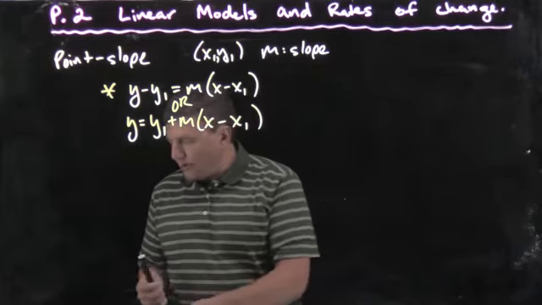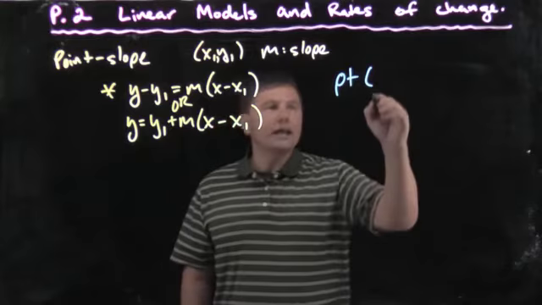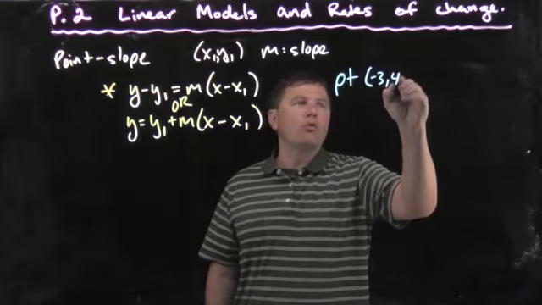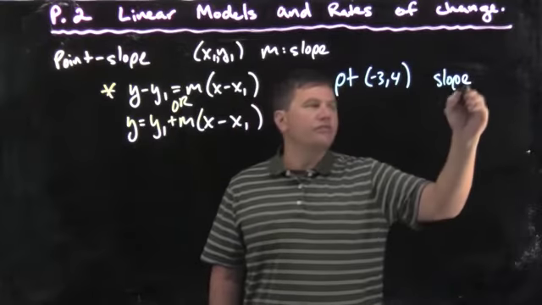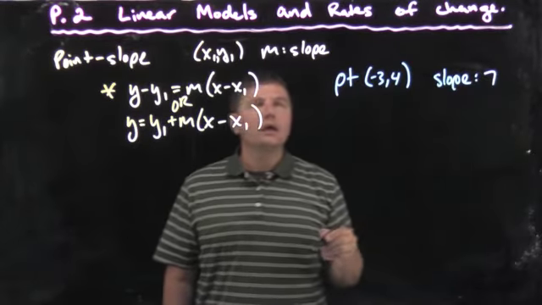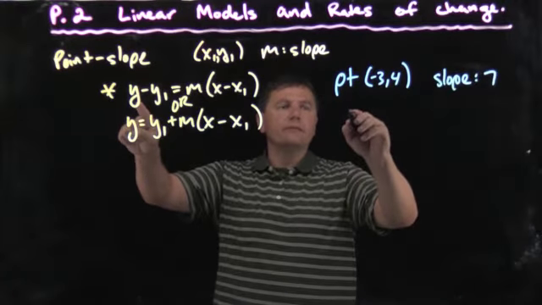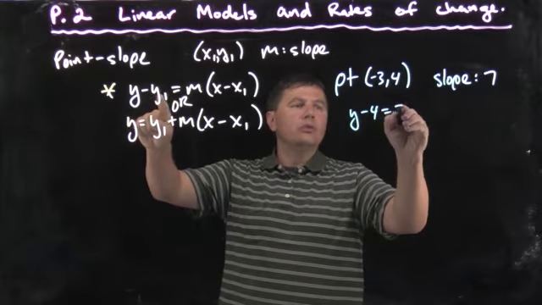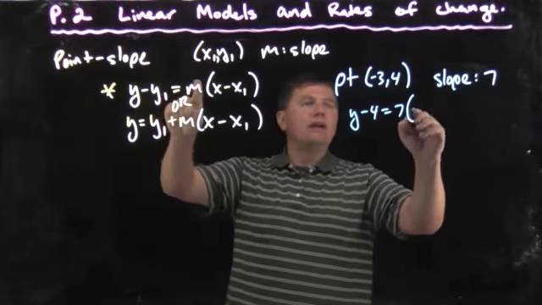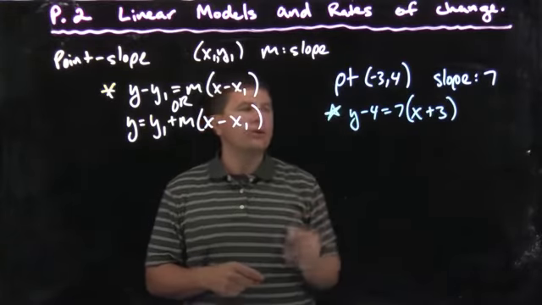Okay, so this is really basic. If I give you a point, so let's say I give you the point (-3, 4), and I give you the slope of 7, okay? What's our point slope form? So it's really easy. y minus 4 equals our slope, and then (x plus 3). That's it, I'm done. That's point slope.